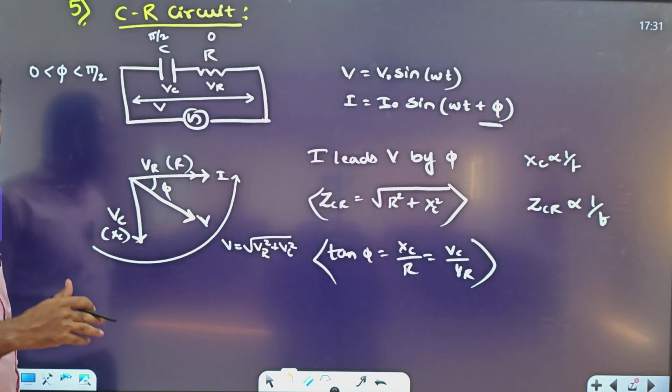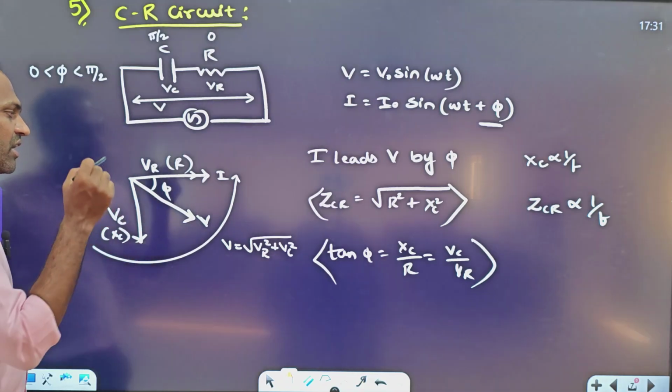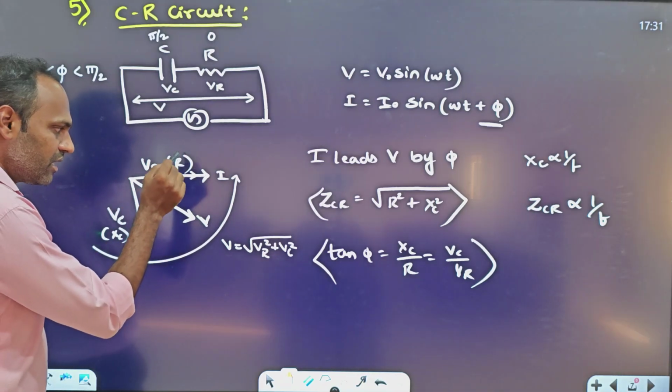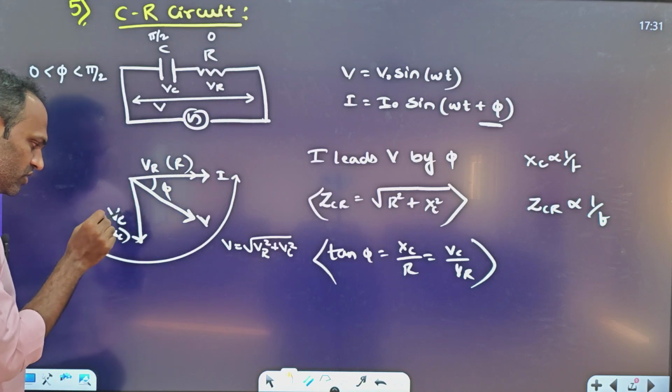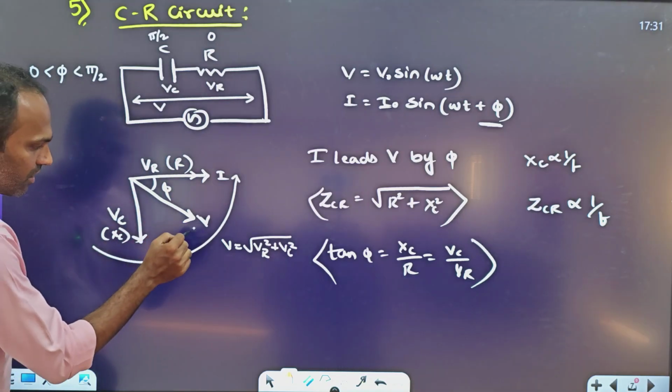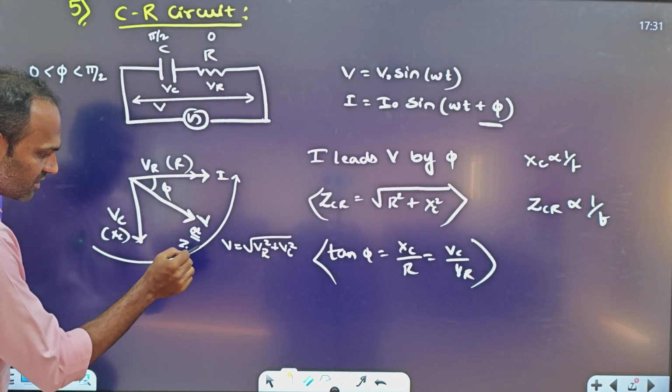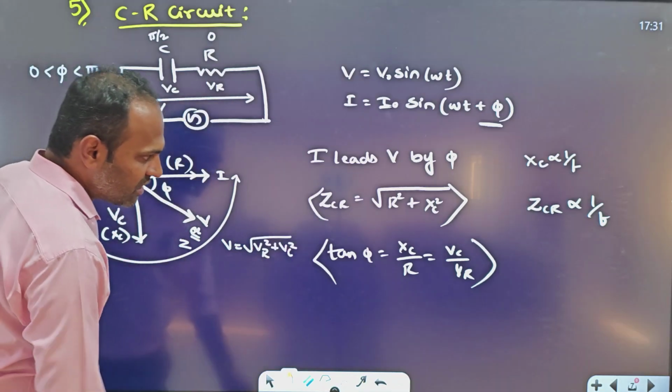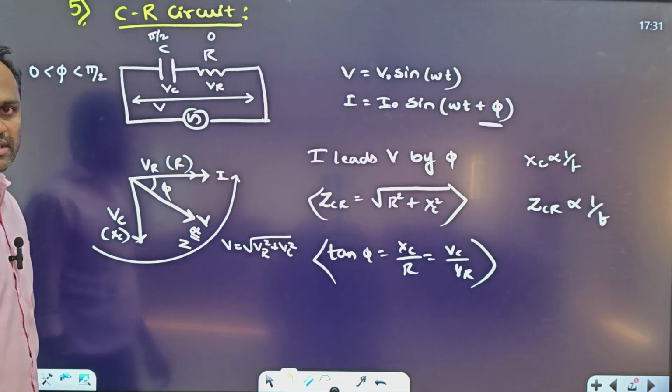The same phasor diagram we can take in terms of opposition. Where there is voltage of resistance, there you can take resistance. Where there is voltage of capacitor, there you can take capacitive reactance. Right? And here you can take the total opposition, that is Z. Impedance. Impedance ZCR is equal to root of R square plus XC square.